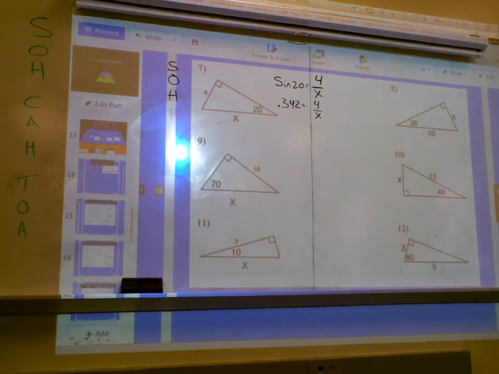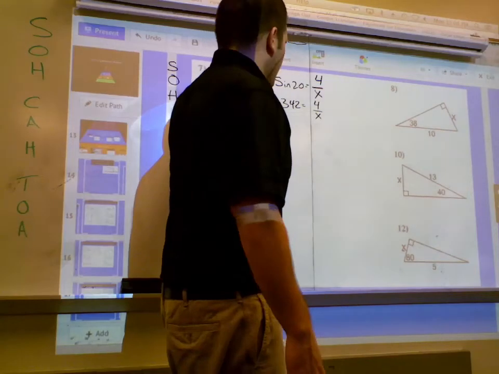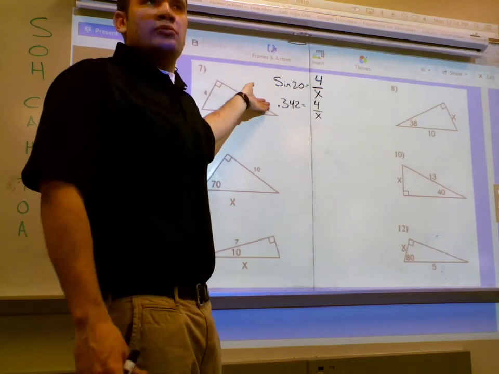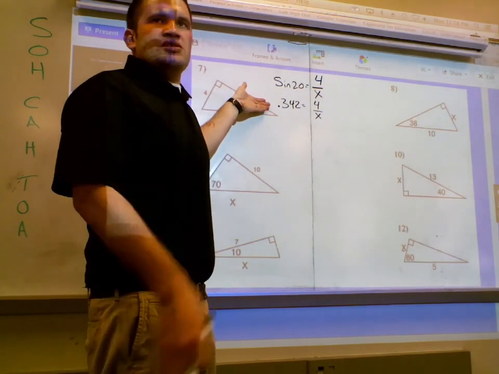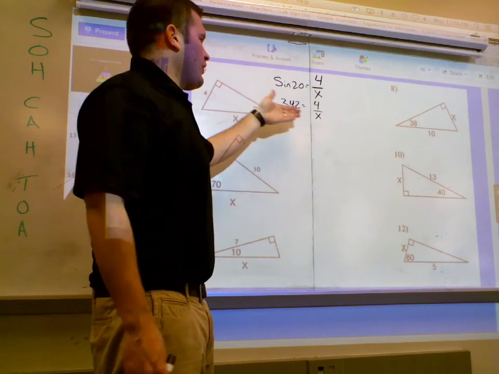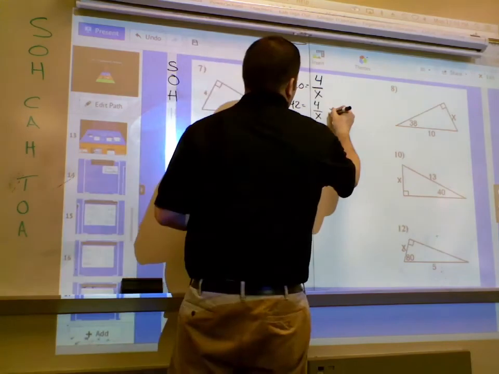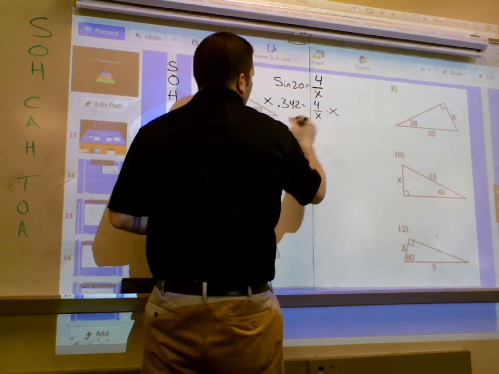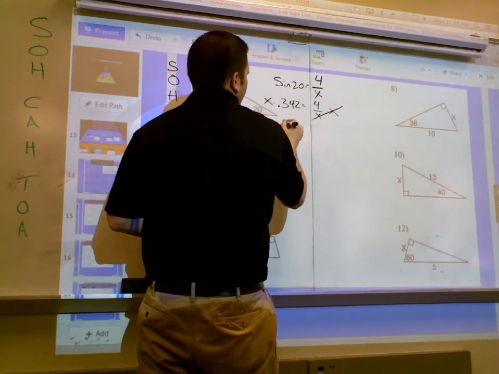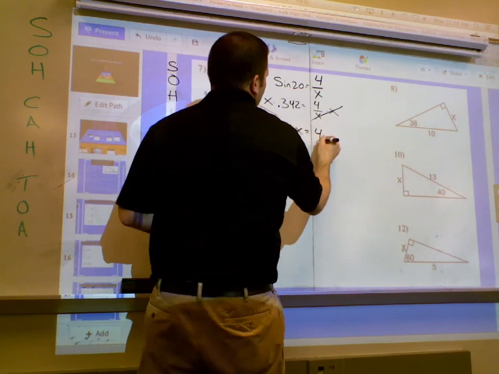So now we just have a 2-step algebra problem, don't we? Right? We went from trigonometry to 7th grade algebra. Can we do this? How do we get x off the bottom? Okay, multiply by x, right? X's cancel. 0.342x equals 4. What do I do now?